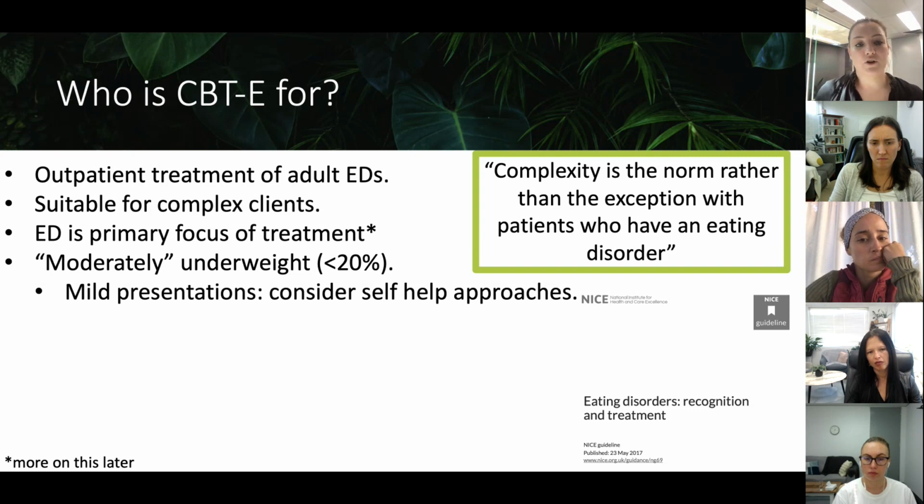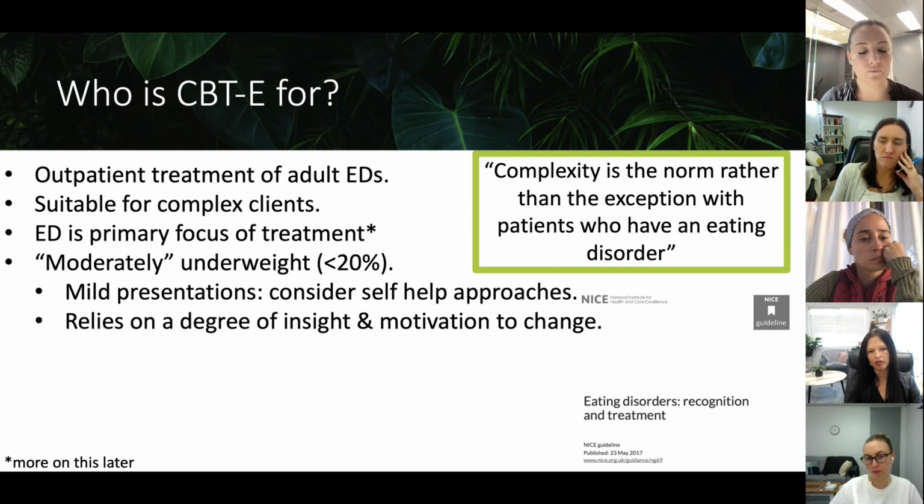The textbook says as well for milder presentations, which I think is something for us to think about as well if we're not able to keep up our KPIs around wait times, is that for milder presentations, particularly binge eating disorder or milder versions of bulimia, that we might want to consider self-help versions instead of a course of CBT-E.